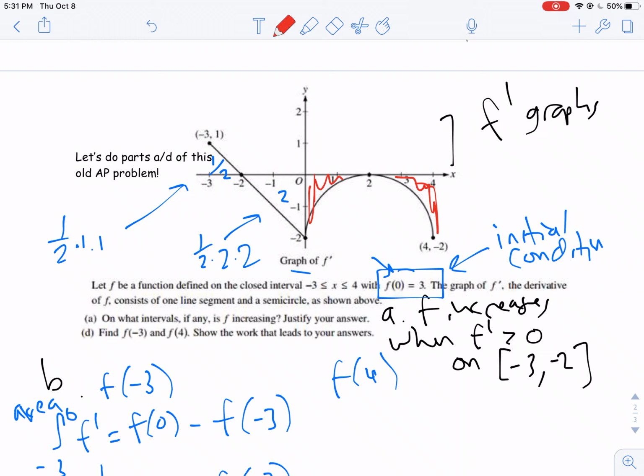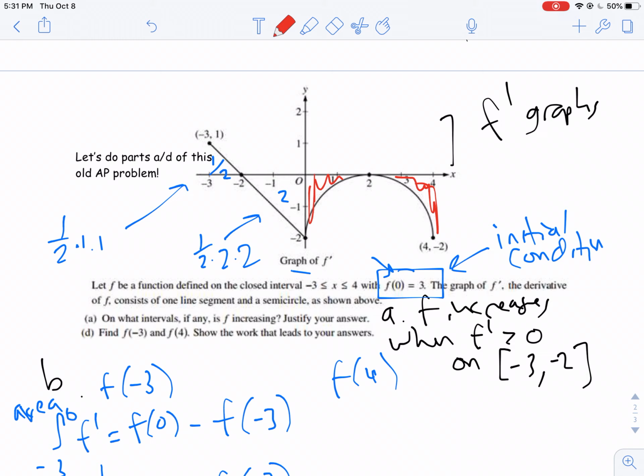A, estimate g of 4 using a left Riemann sum with the intervals in the table. Again, you have this initial value at 0. You have this rate, this g prime. So if I'm going to find g of 4, I'm saying g of 4 minus g of 0 is the integral 0 to 4 of g prime. You use x or t, it really doesn't matter. So g of 4 minus 2 equals.